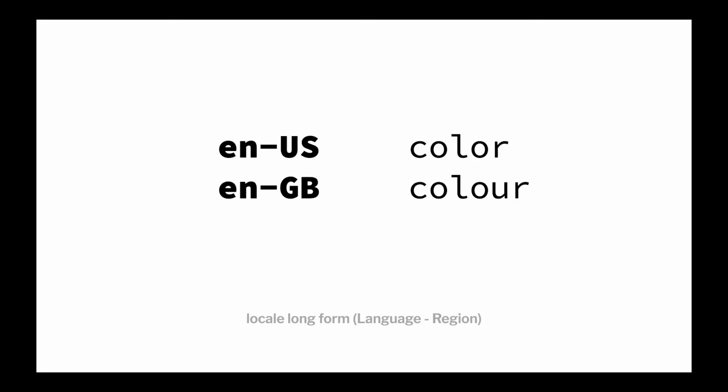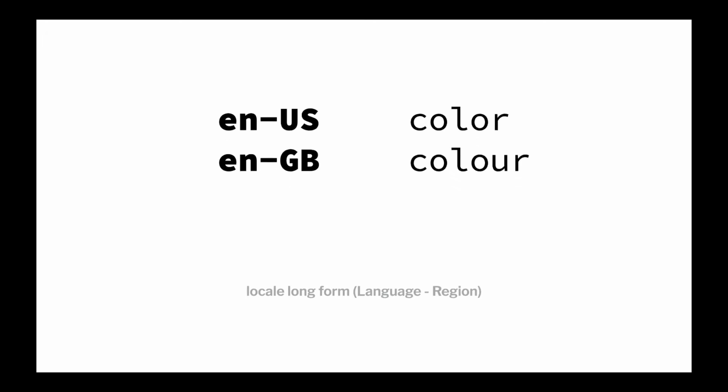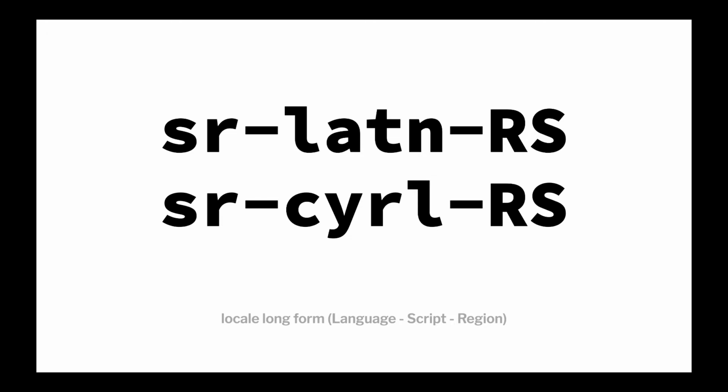And probably the majority of the language is the same, but there are some slight differences between those. For instance, just an example, in the US and Great Britain, the word color is pronounced the same, but it's spelled differently. We also have longer locales.